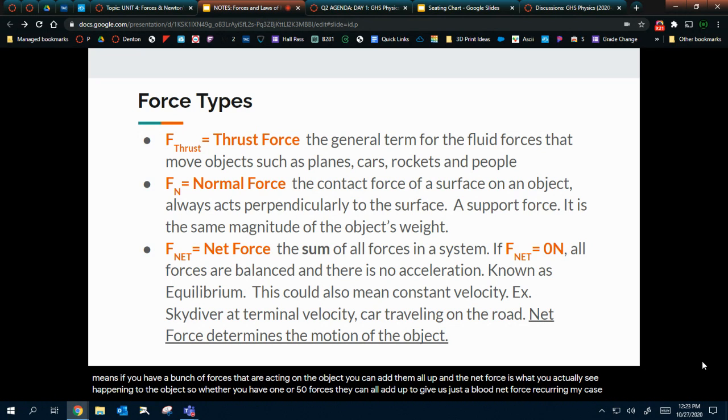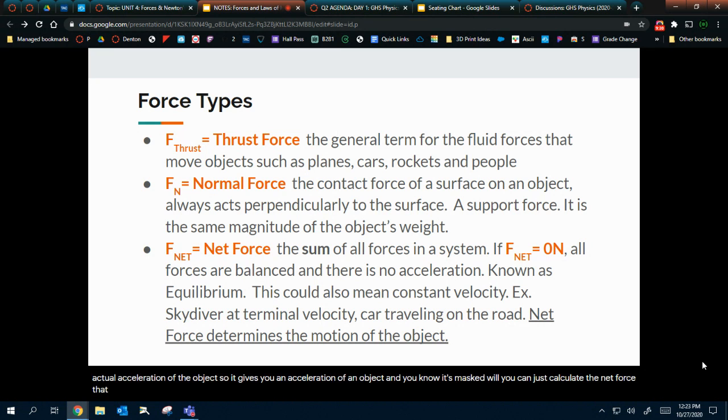In that case, the actual acceleration of the object. So if it gives you an acceleration of an object and you know its mass, well, you can just calculate the net force that way. Because in the end, you only have one object and it only has one actual acceleration.